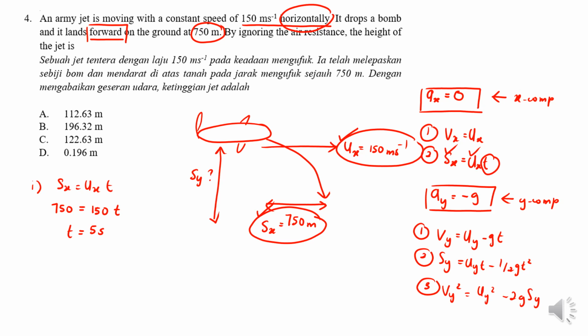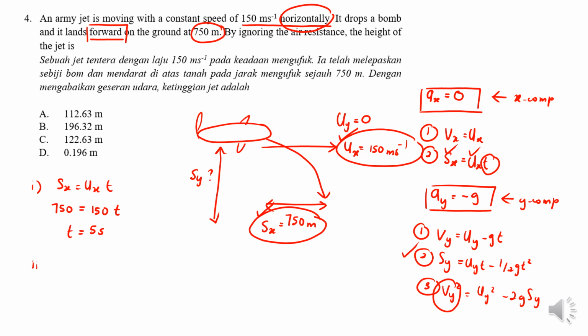So next we want to find sy. Based on what we have, we only have t, and we know uy equals 0 since it was initially moving only in the x component. So we can use equation number 2 to find sy. We cannot use equation number 3 because we don't know vy. We cannot use equation number 1 because it does not have sy, what we're looking for. So we use equation number 2.